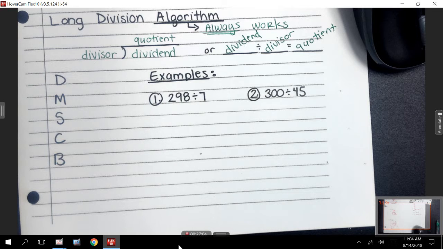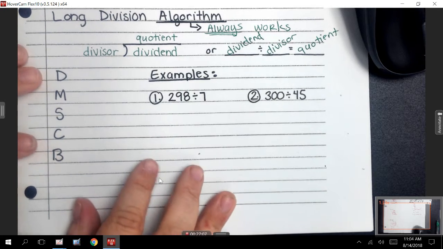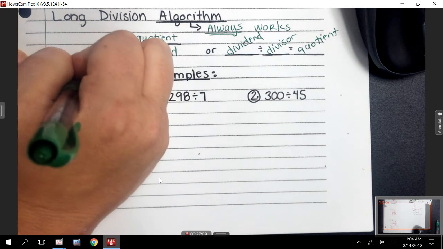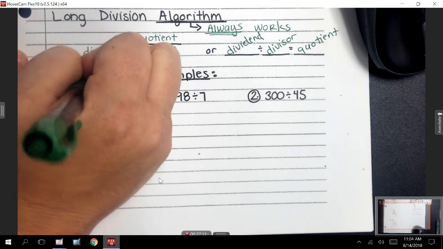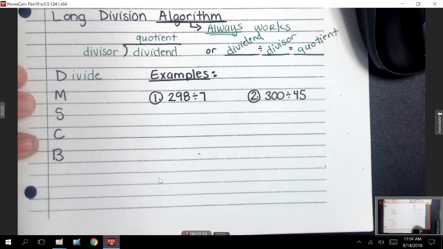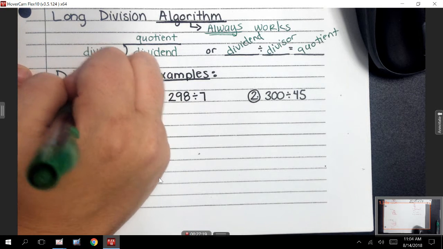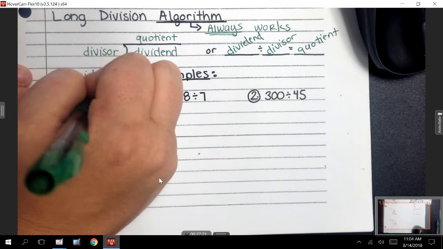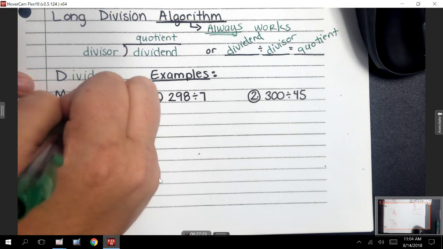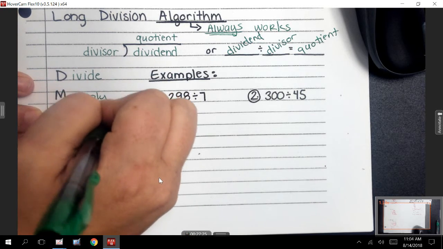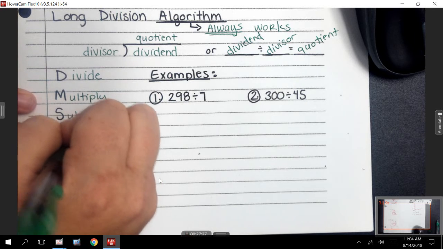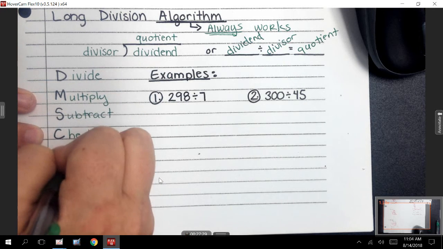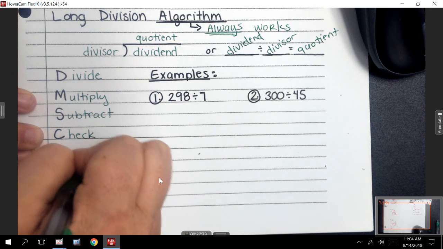Okay, so we're going to start with D. What does D stand for? Divide. All right, guys, we need to fill this in, and we're going to do one problem too, because I changed it to 5 minutes instead of 2 on that alarm. M stands for multiply. S stands for subtract. C stands for check. And B stands for bring down.